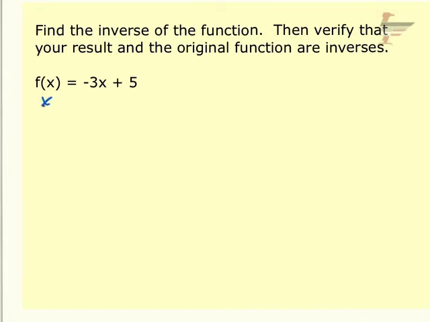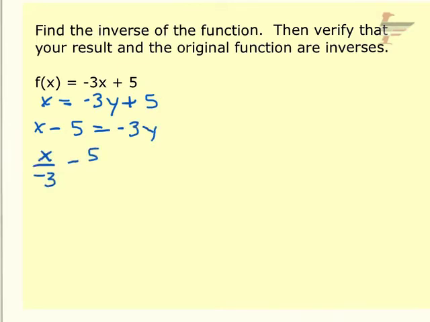That means switch x and y and re-solve for y. So I'm going to subtract 5 and divide everything by -3. And then that's going to turn to positive, right? So there's my inverse, -1/3 x plus 5/3. And then it said to verify that they are inverses of each other.